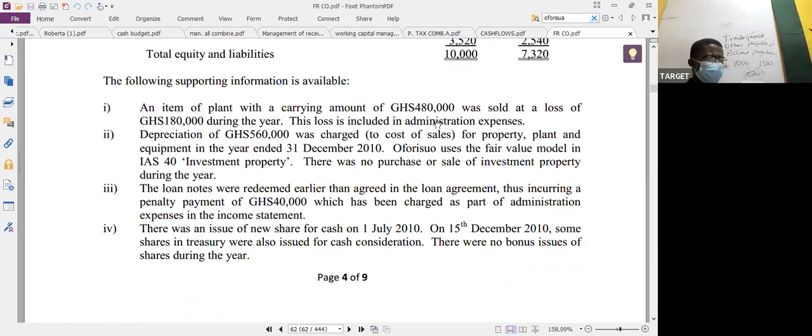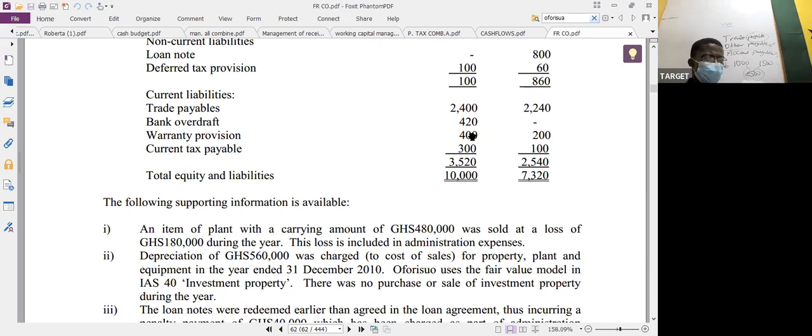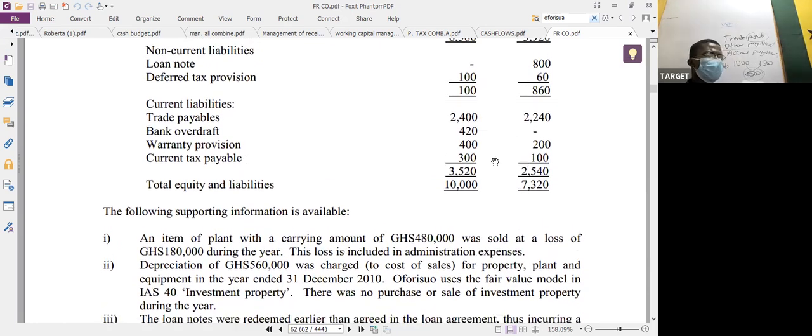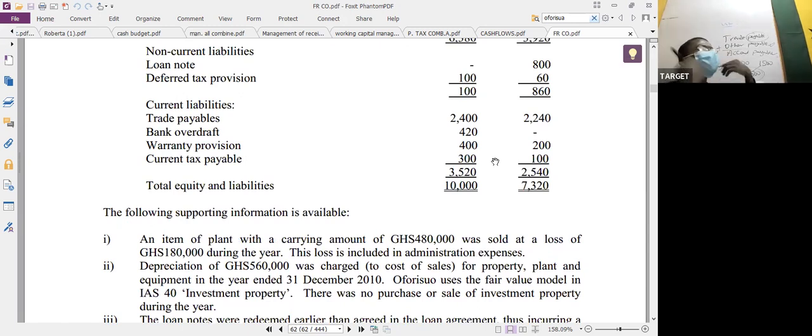So just go there, find the difference. We have 200, right? So that means they have charged an additional expense of 200. If we have charged additional expense of 200, will it reduce your profit or increase your profit? It will reduce, yes, because they will subtract from the profit. So you add back. Any expenses charged against profits wrongly, you add it back.